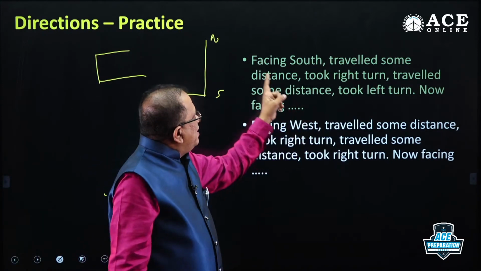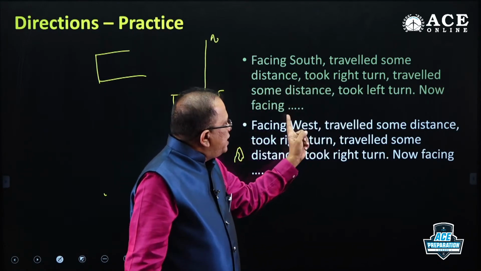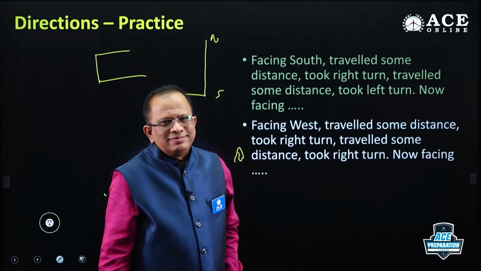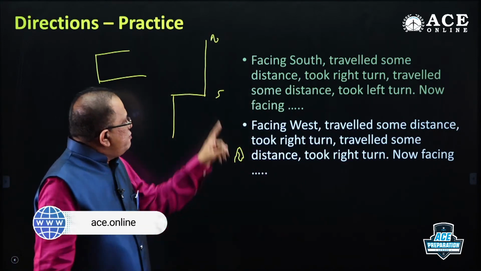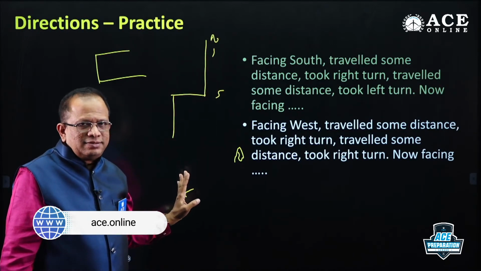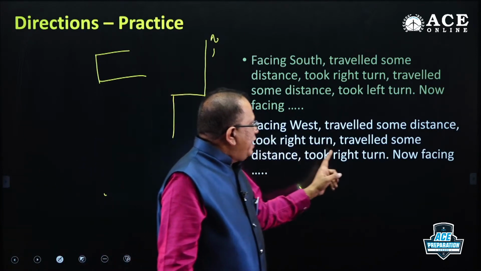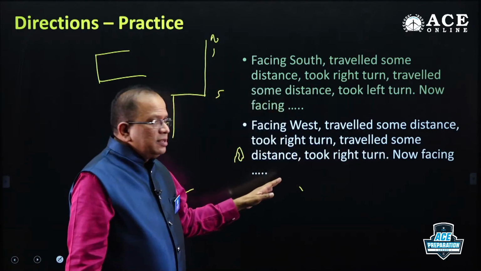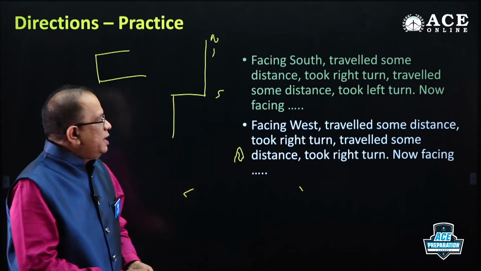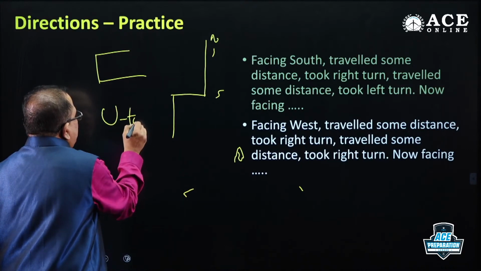This one: facing south, traveled some distance, took right turn, traveled some distance, took left turn. One is right, the other one is left. Both are different. Then finally, whatever direction he started, he is in the same direction. Look at the second one. Traveled some distance, took right turn, traveled some distance, and again right turn. Right, right. Now all of you understand, this is something we call a U-turn.